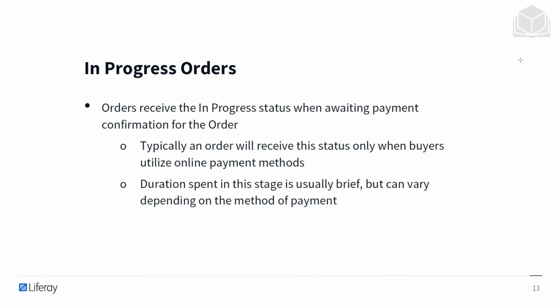Orders that are in progress are those that are awaiting payment confirmation for the order. Typically, an order will receive this status only when the buyers utilize online payment methods. So if they have existing credit, usually they just bypass this part. Duration spent in this stage is usually brief, but can vary depending on the method of payment.